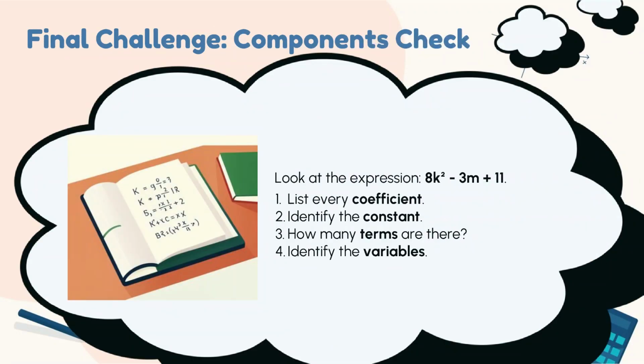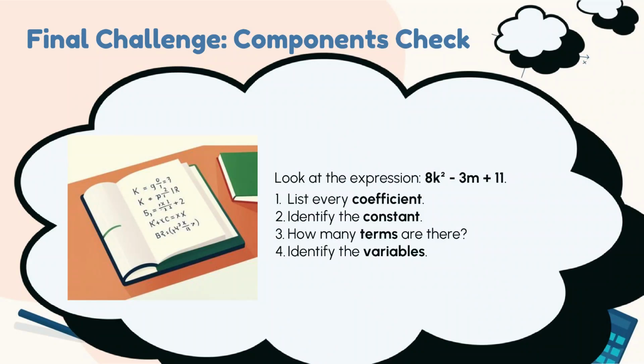Let's finish with a final challenge. Look at the expression 8k squared minus 3m plus 11. First, list every coefficient. The coefficients are 8 and negative 3, because these are the numbers multiplying the variables. Second, identify the constant. The constant is 11 because it is the number on its own. Third, how many terms are there? There are 3 terms: 8k squared, negative 3m, and 11. Finally, identify the variables. The variables are k and m.